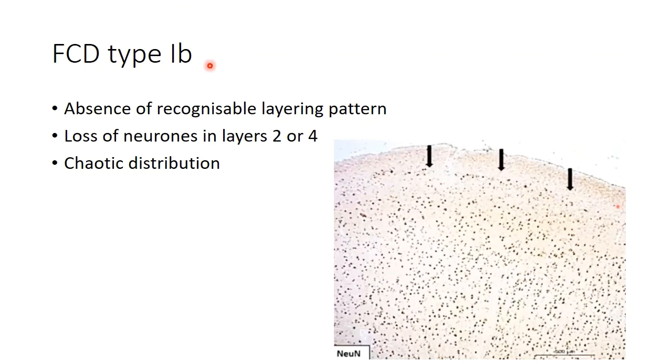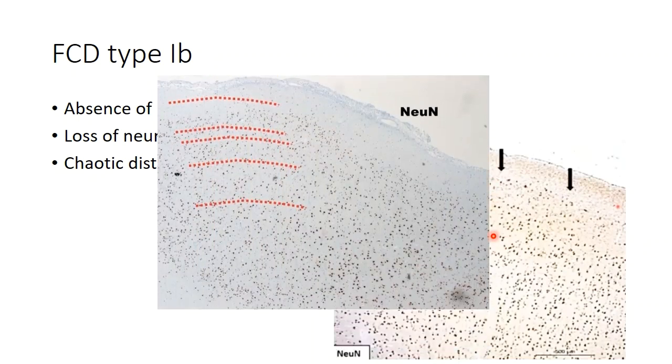Now in 1B, what happens is that there is an absence of a recognizable layering pattern. That is, there is an abnormal tangential pattern. So what do you see? There is no characteristic distribution in the tangential arrangement of the neurons that you can make out. And there is also loss of layer 2 and layer 4, which has characteristically been lost. So the most important thing is the chaotic distribution that you make out, that is, the tangential distribution of the neurons is completely lost.